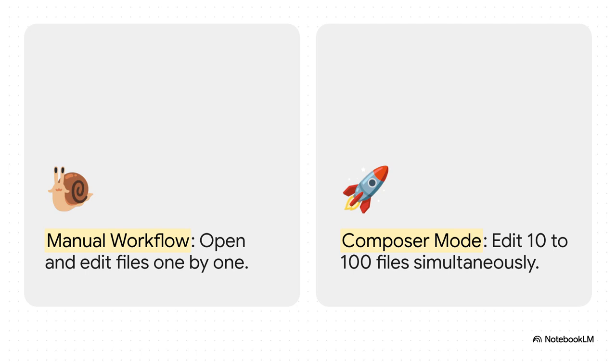The old way of coding meant manually opening 10 different files just to change a database schema, update an API, and tweak the front end. Cursor Composer handles multi-file refactoring all at the same time. You just describe an architectural change in plain English, and Composer edits 10 to 100 files at once, showing you a diff to review before you even apply it. It's an unbelievable time saver.